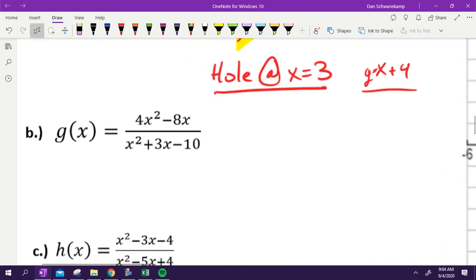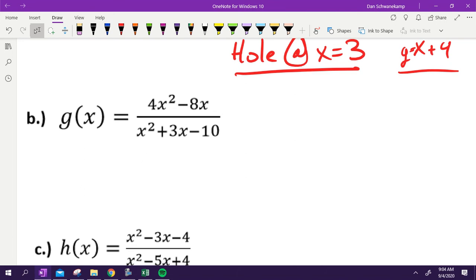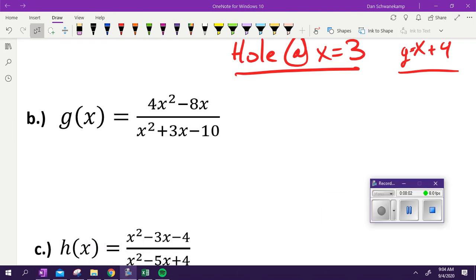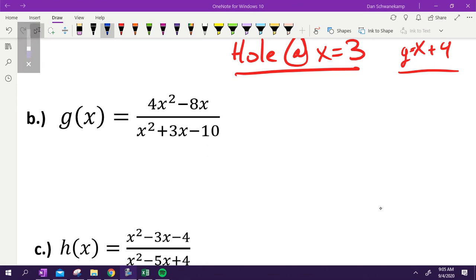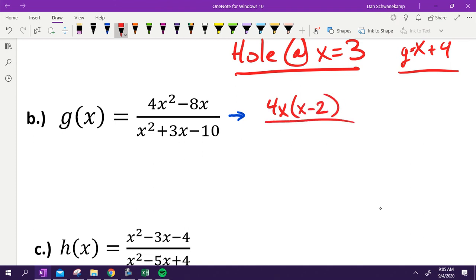Let's look at letter B. So to find that hole, first thing you're going to do is factor and cancel and then see what you can do. Work with your neighbor, see what you can do with that one. Let's look. So in order to find holes, we always want to factor it first. So Aaron, what'd you do? I took out 4x on top. Good. 4x on top. So what would you be left with? Lovely. And then on bottom? x plus 5 and x minus 2.